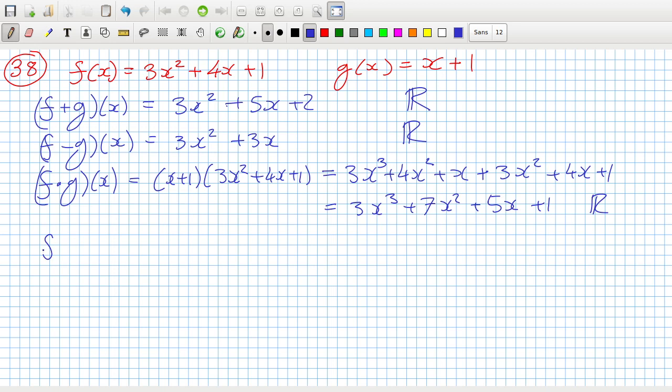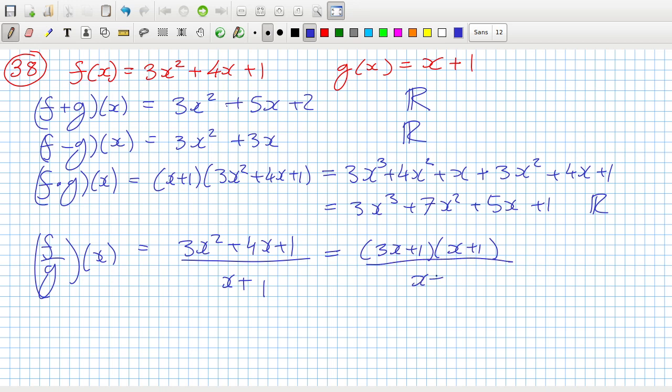Domain all real numbers, and then f over g of x is 3x squared plus 4x plus 1 over x plus 1. And I guess it's worth thinking if the top can be factorized, and it can actually. It's a 3x plus 1 times x plus 1 over x plus 1. And the x plus 1s cancel, leaving you with 3x plus 1. But the domain is all real numbers except for minus 1 still, because that fact gets carried all the way through.